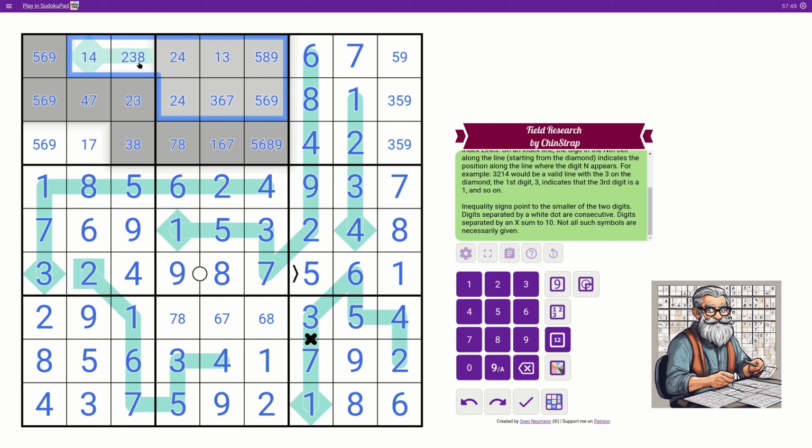So if this is an 8, then this would have to be 5, this would have to be 6, and this would have to be 7. Right. So, okay, what's the minimum this could be? Well, it could be 3. Is that possible? This could be 1, this could be 2, and this could be 3. Yeah. No problem with that, right?